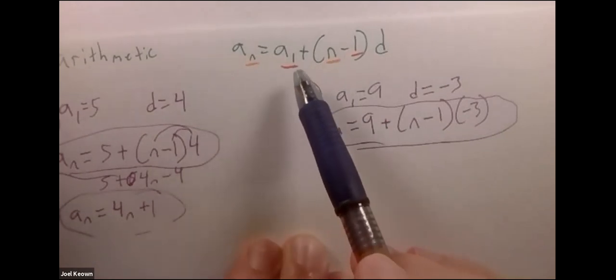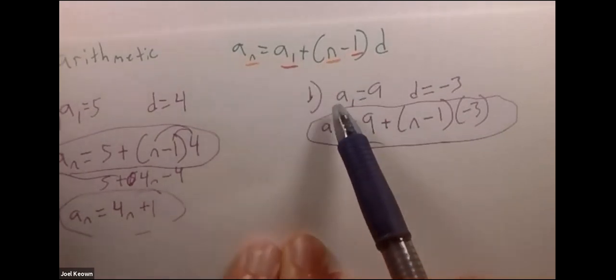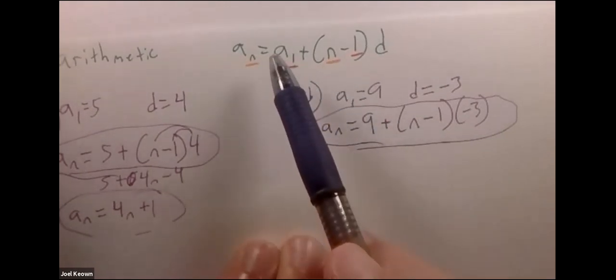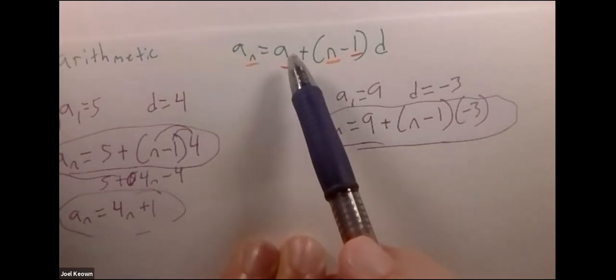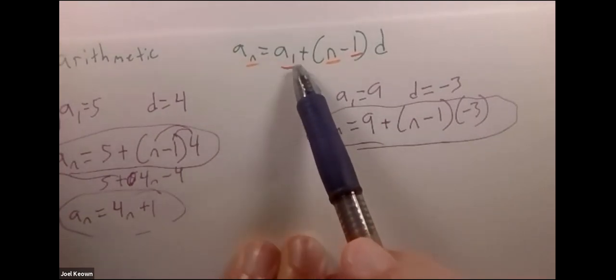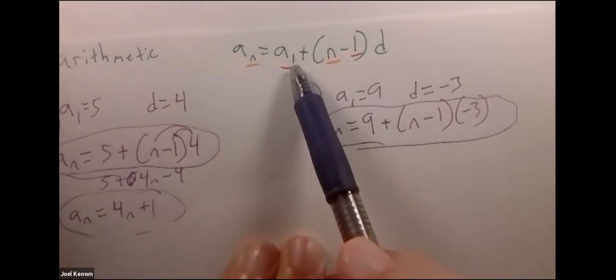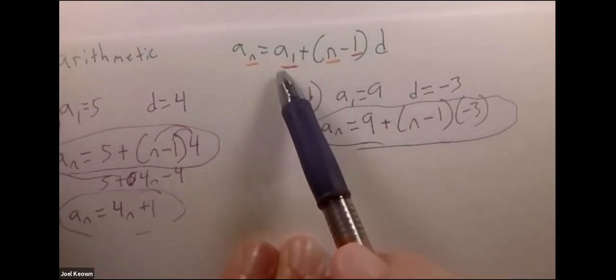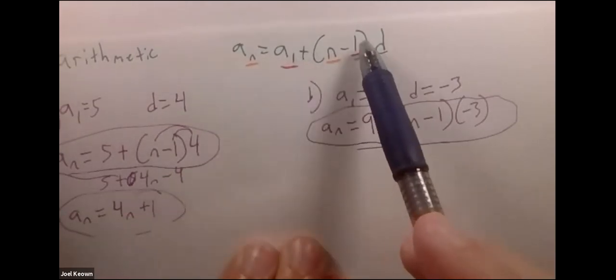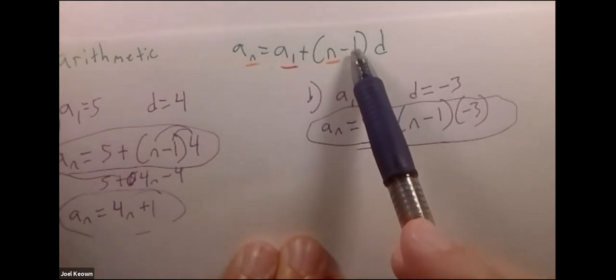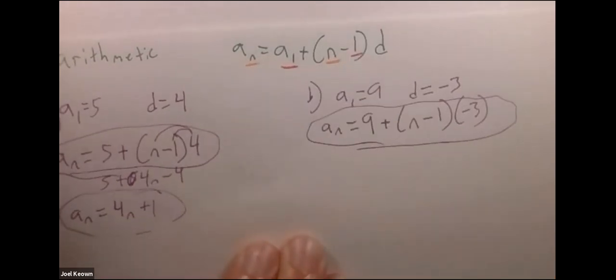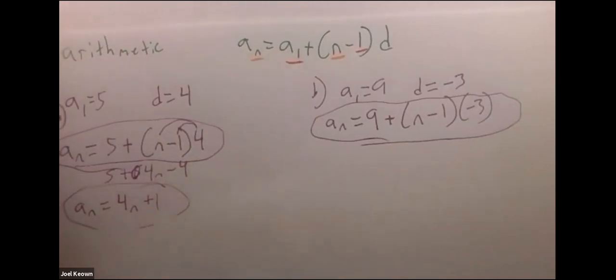The other thing is, let's say I don't have the first term, I have the fourth term. Well, it's perfectly okay to put something other than a sub 1. I could put a sub 4 here, just so long as this number matches up with this number. So if I put a sub 4 here, that number would have to be the number 4. Okay, so those two are paired together.